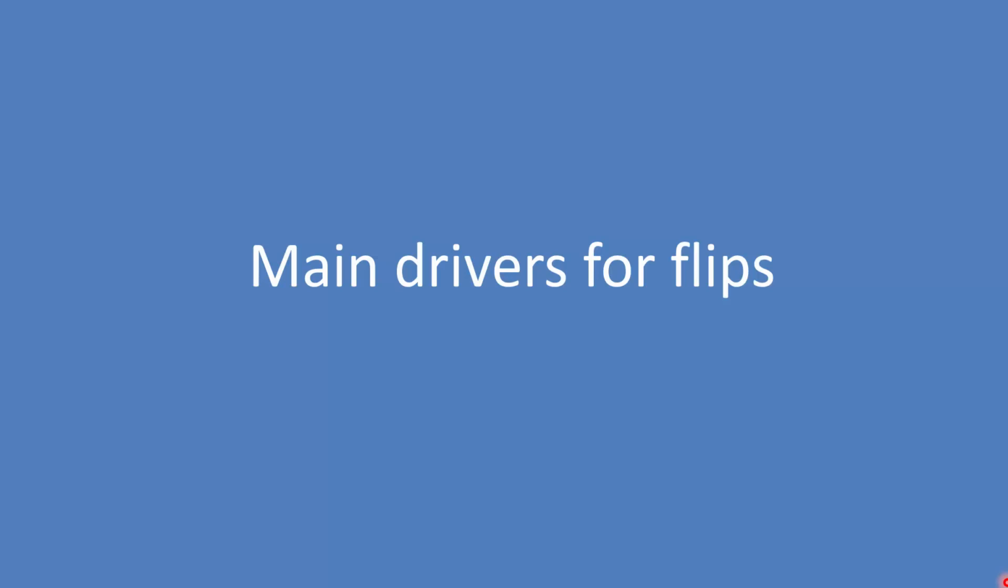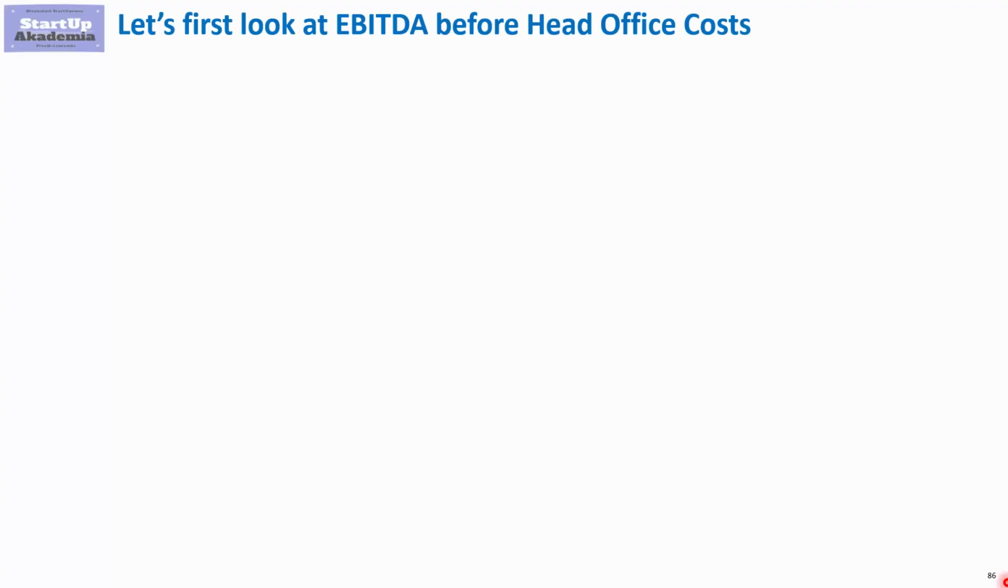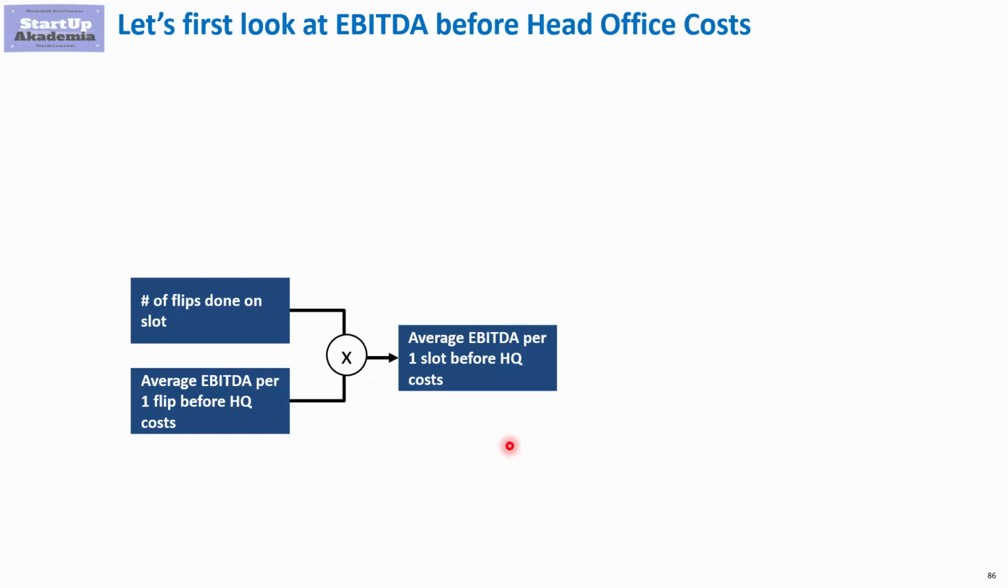Let's have a look at the main drivers for flips. So we're going to start by estimating the average EBITDA per one slot before head office costs. And in order to do that, we simply need the number of flips we are able to do within one slot within 1 year, and obviously the average EBITDA per one flip.